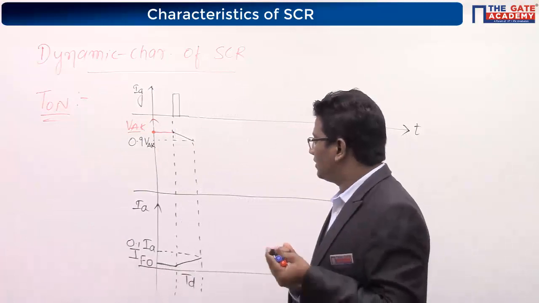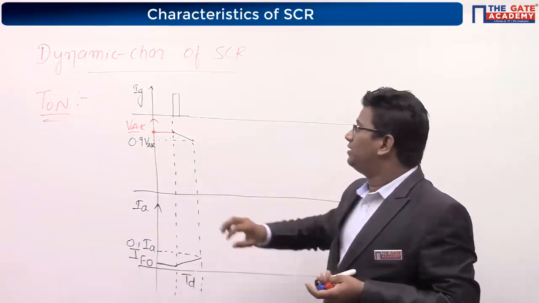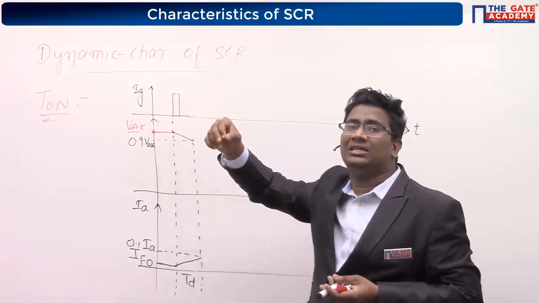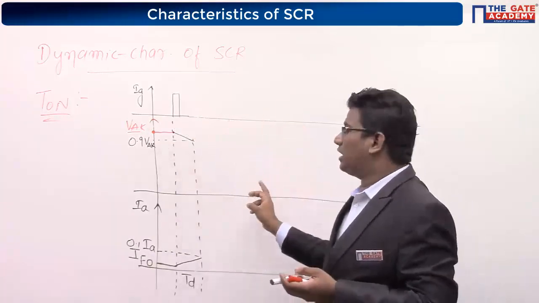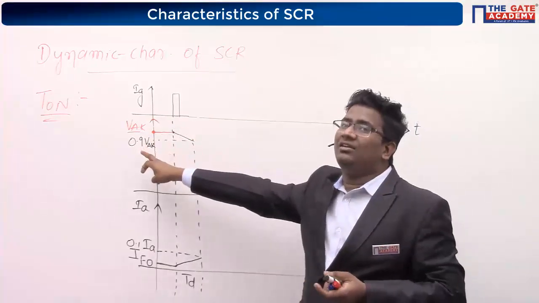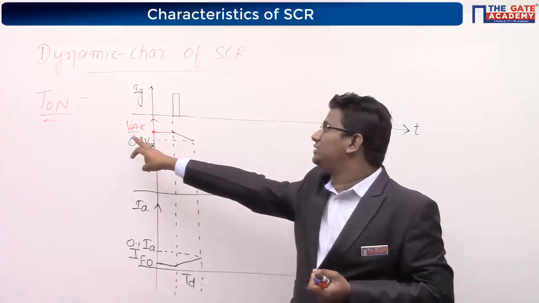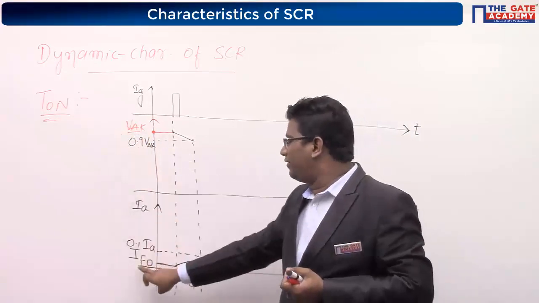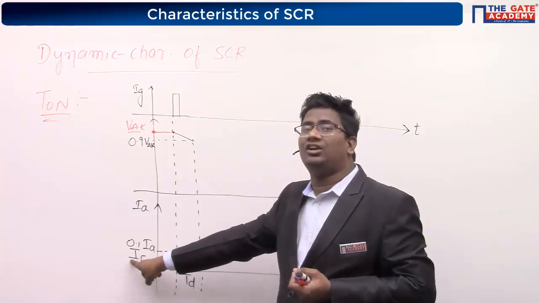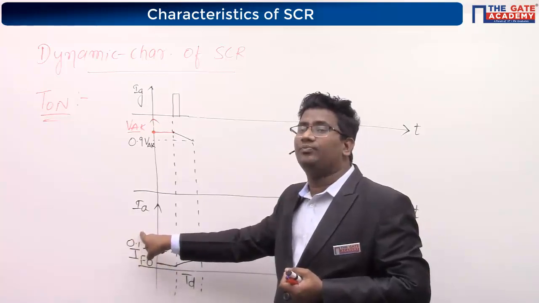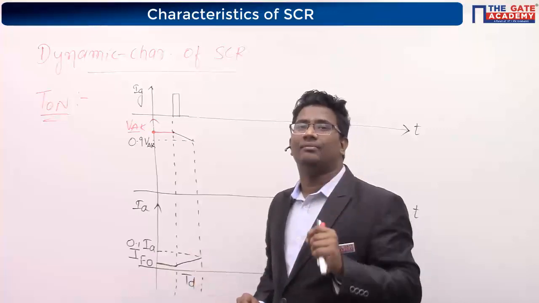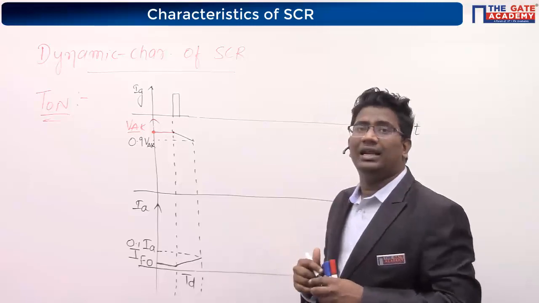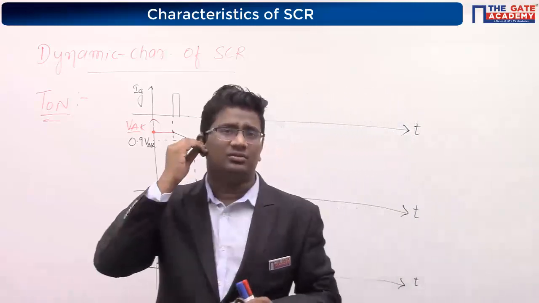Okay. Now, yes, Siddiq, very simple. Once I give the gate pulse, what will happen? Your anode to cathode voltage starts decreasing toward its forward voltage drop. The time taken for the anode to cathode voltage to change from 100% to 90% of its rated value, and anode current from forward leakage current to 10% of its rated anode current, that duration is called delay time. Is this clear, Siddiq? Yes, sir. Come on. Quick.